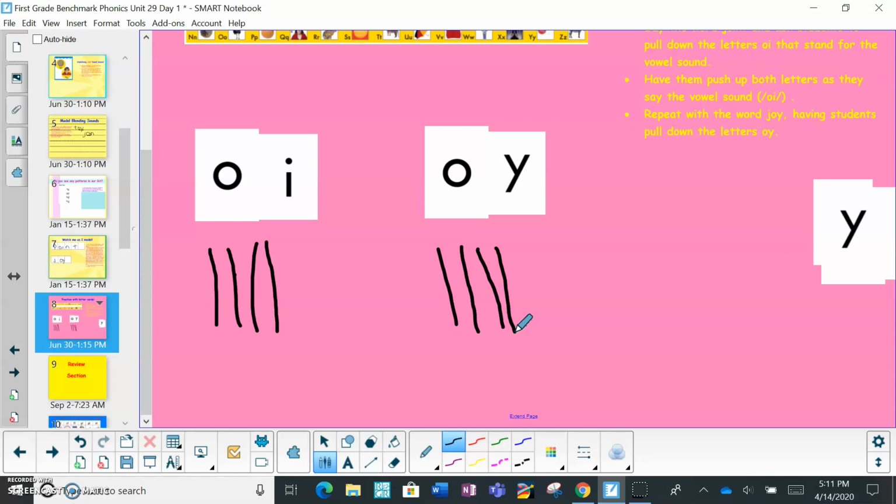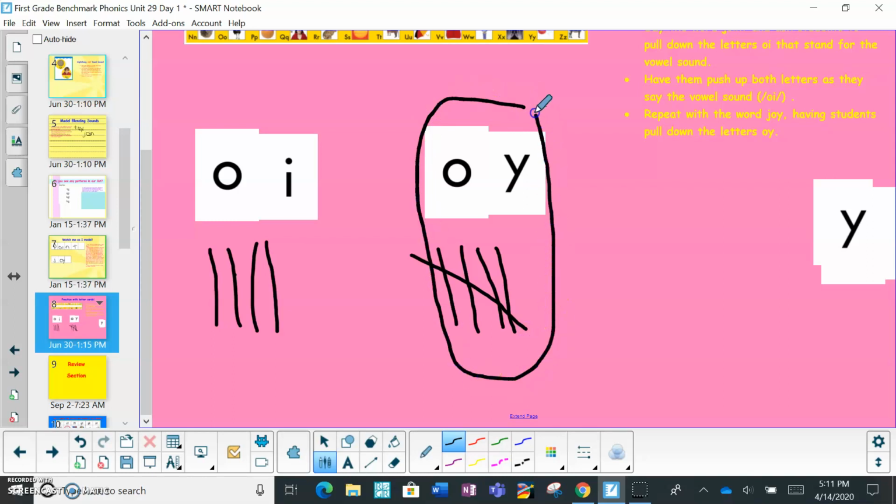And how about the next word? I forgot the word. What is the word? I'm going to make one up. Foy. Foy. Where would that one go? Yeah, it would go right here. And so you are right. Not that you were right, but this word, the OY, seems to have won the game because that has 5 tally marks and OI only has 4.